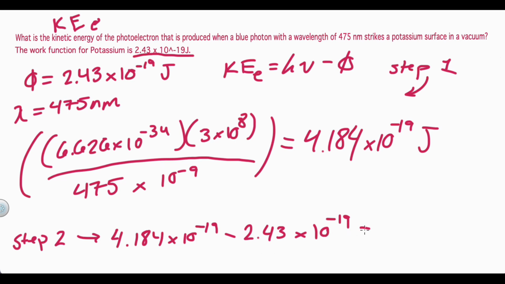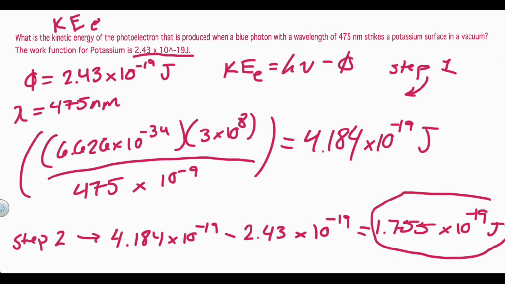Okay, and once you get that, again, pause the video. It shouldn't take you more than 15-20 seconds at max, and you should get 1.755 times 10 to the power of negative 19 joules. Okay, it's that simple. It's really not that complicated. It's just a couple of steps, and you guys will do great.